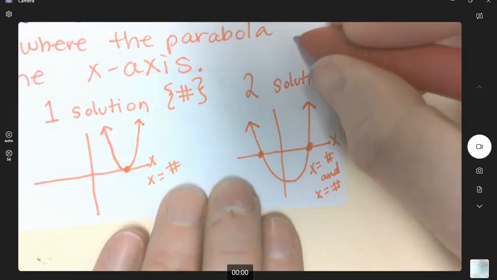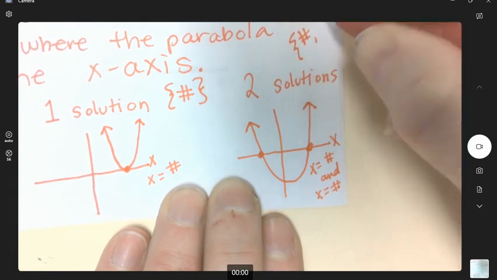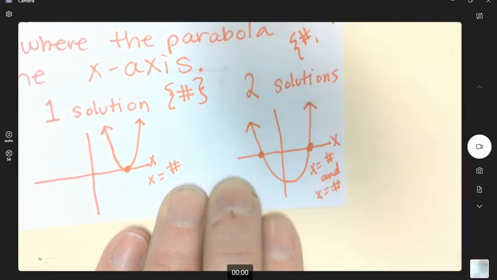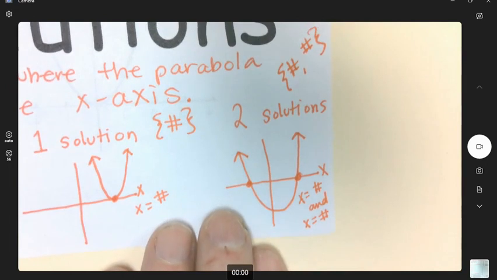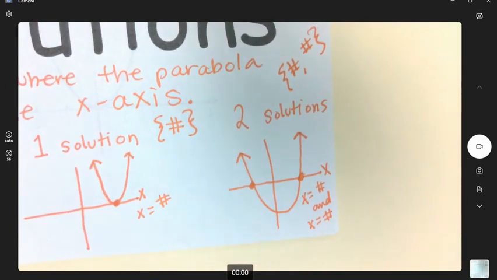Or you could see it with the squiggly braces and the 2 numbers separated by a comma. So you might see it that way too. It's not a parenthesis, so just remember that. If you see it as a parenthesis, that's talking about a point, like a coordinate pair. See the squiggly braces, that's talking about an x-intercept, where it crosses the x-axis.